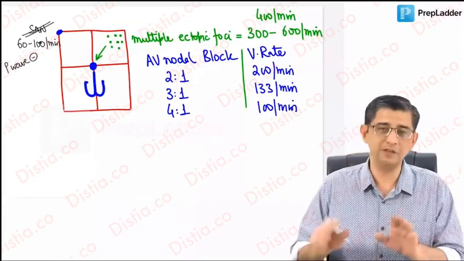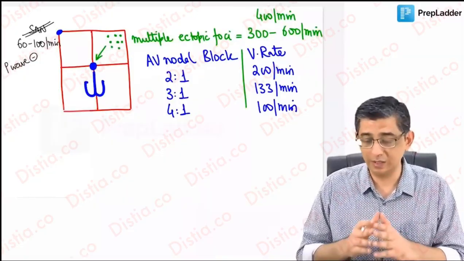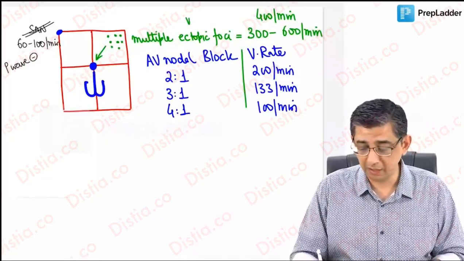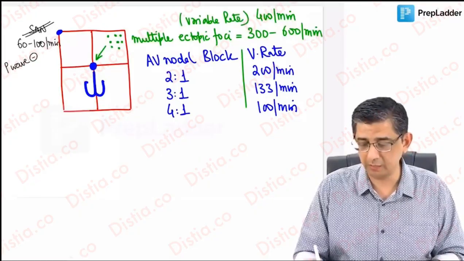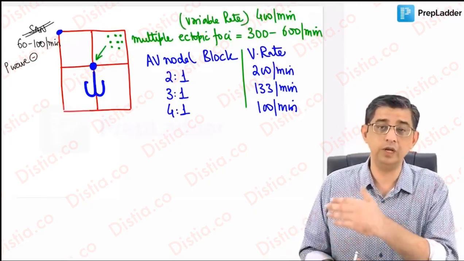Well, guys, my objective is not to teach you mathematics. Please don't be bogged down by it. What I want to teach you is that in atrial fibrillation, these ectopic foci, each one of them, fire at a variable rate. For mathematical calculations, I had set the value of 400, but it can be variable. It can be 400, 420, 450.